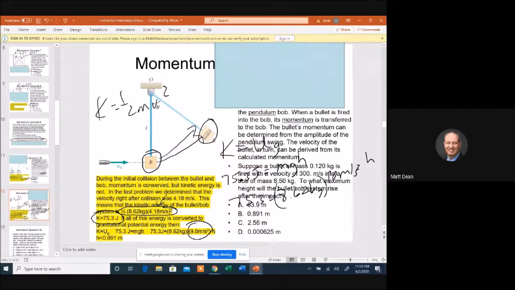Let me get a calculator real quick. So it's going to be 75.3 divided by 86.2. So we're talking about 0.874 if we use 10 meters per second squared, 0.874. And it's going to be 0.874 meters.